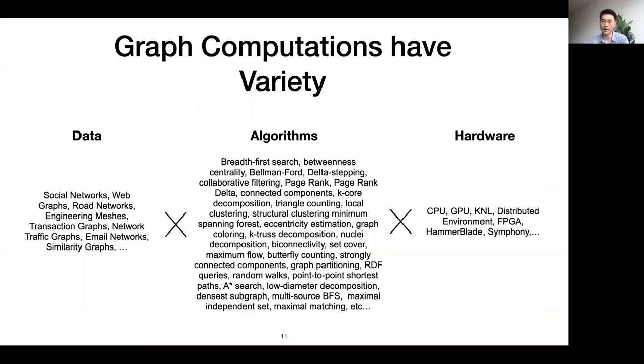To make matters even worse, there's a huge variety in the different types of graphs, algorithms, and hardware. There's a large combination of different types of graphs, different algorithms, and hardware platforms. It's impossible to hand-engineer optimized implementations for every combination. And even the regular library approach often can't achieve consistent high performance across all the different combinations.